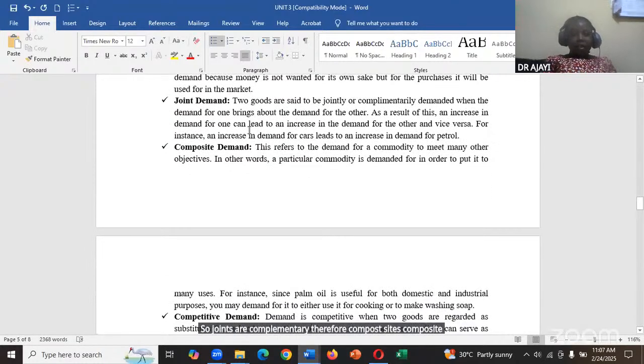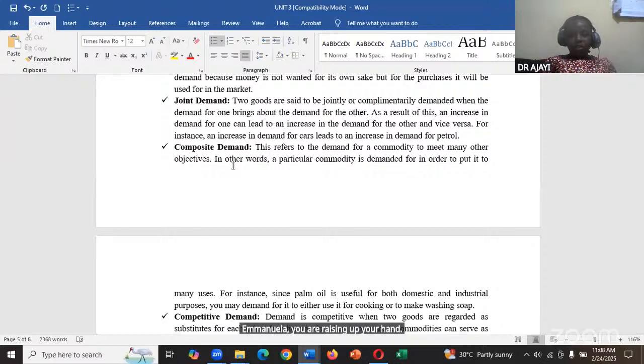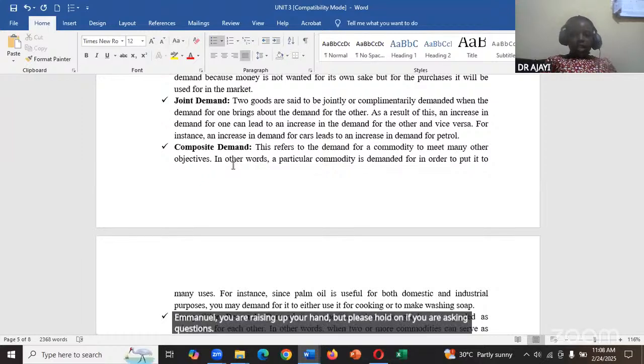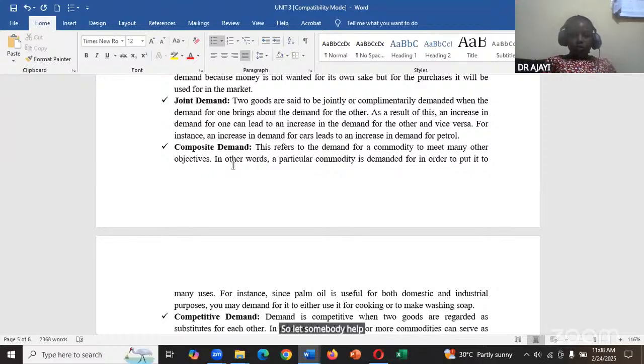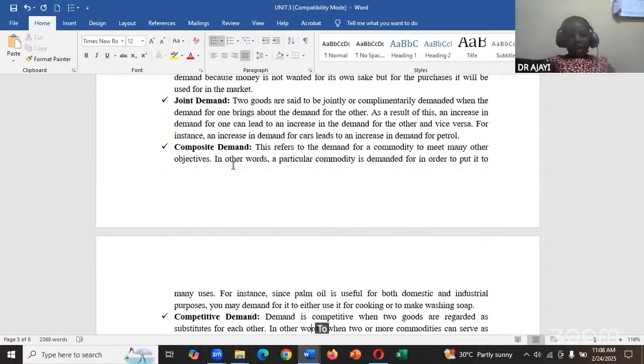Then for composite demand, I want one or two of you to read it out, so I can be sure you can still see my screen. Emanuela, you are raising your hand, but please hold on if you are asking a question. Let somebody help me read out the third one, composite. This refers to the demand for a commodity to meet many other objectives.